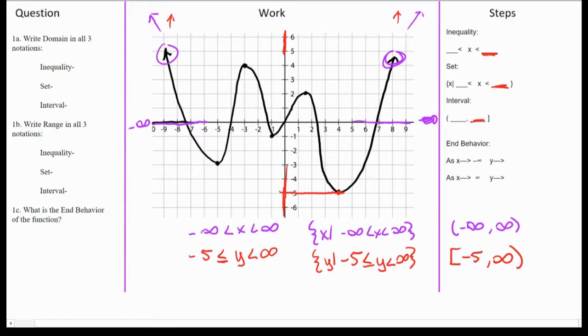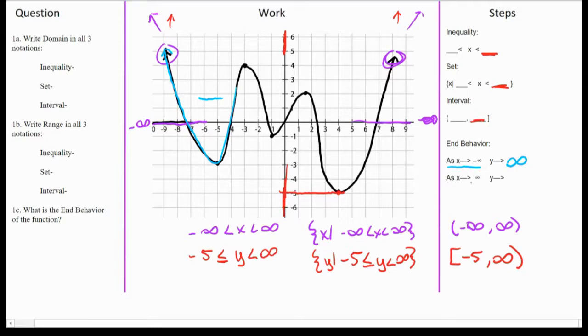Now for the end behavior, and I'm running out of room a little bit here, all we have to do is it always starts the same. As x goes towards negative infinity, so as we go to the left, if I were to follow this graph here in blue, as we go to the left forever and ever, the y value is getting larger because we're going up. So what we say is as x goes towards negative infinity, y goes towards positive infinity.